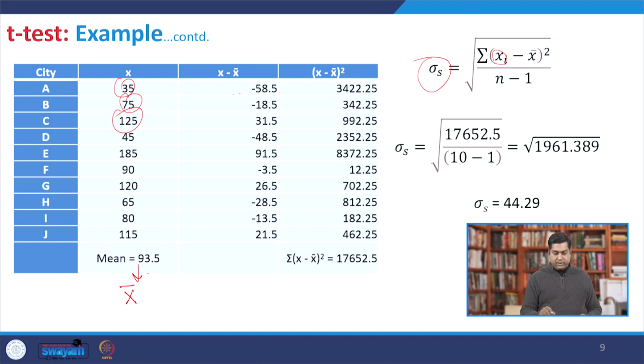So, how are we getting this value? It is 35 minus 93.5. If we consider this, then again xi is 115 minus 93.5. Like that you will see the difference. Somewhere it is positive, somewhere it is negative, and if you sum all of them, the sum total will be 0. You can check it.